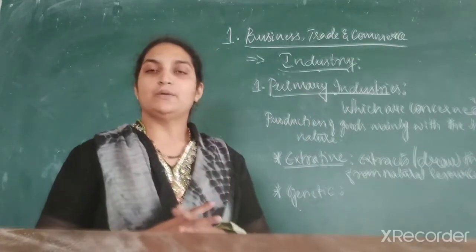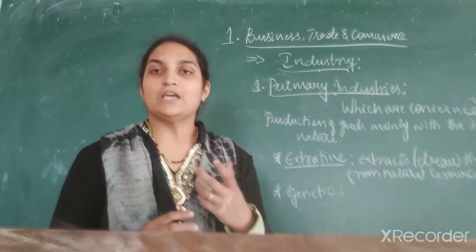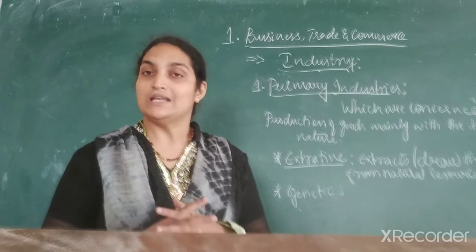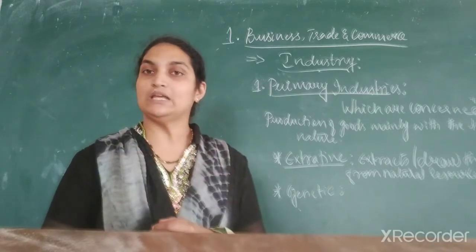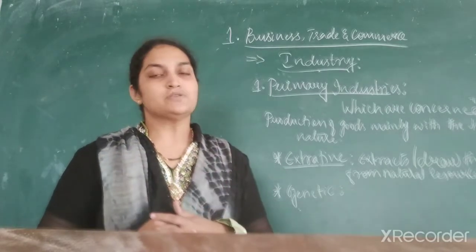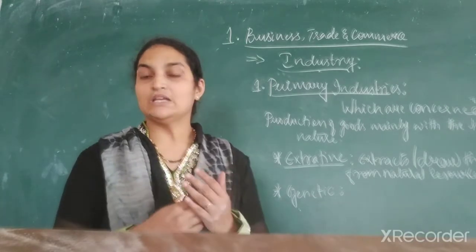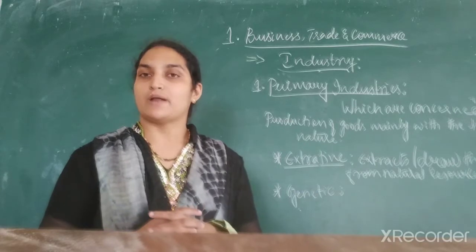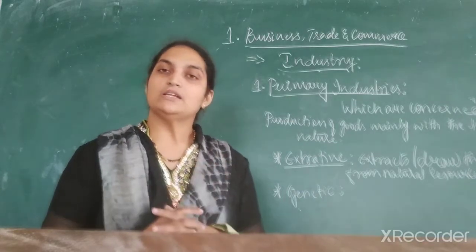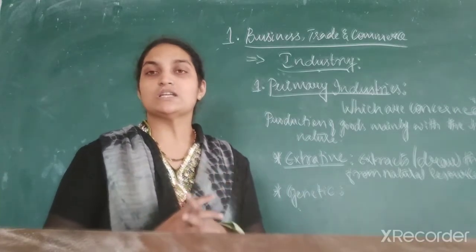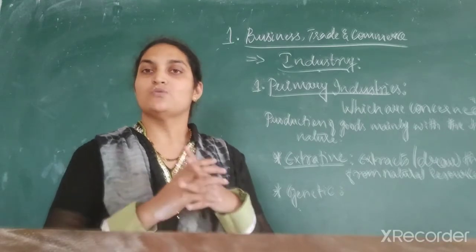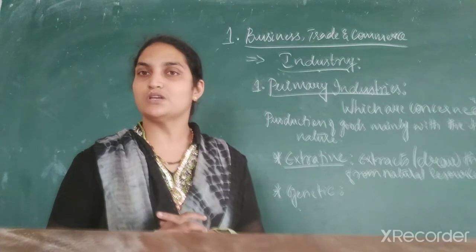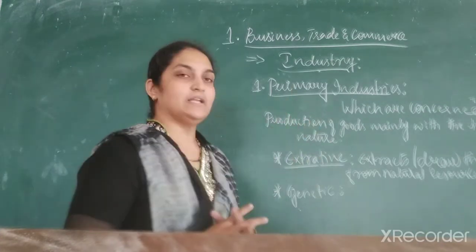Here under the primary industries, the application of human effort will be less. Examples of primary industries like mining, agriculture, forest, etc. will come under your primary industries. Primary industries are those industries which are concerned with the production of goods with the help of natural resources. We are producing goods, that is called primary industries.